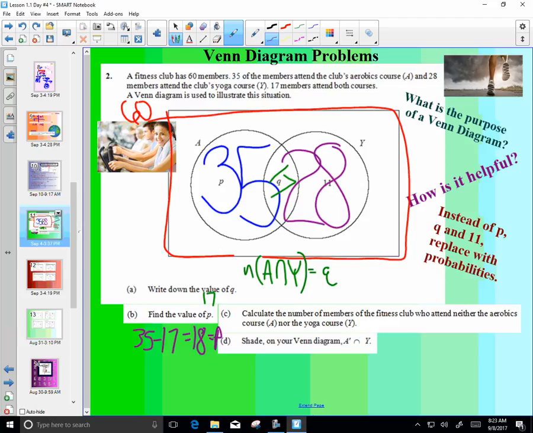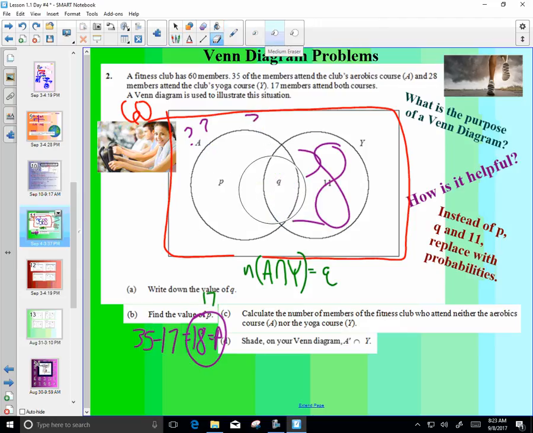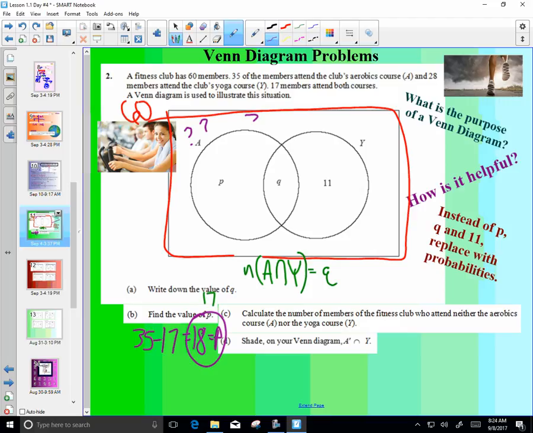That's your P. Good. Calculate the number of members of the fitness club who attend neither aerobics course nor the yoga course. So in other words, what is this out here? Okay, so what we need to know then is I'm going to erase this and this. This is 17. This is 18. What would this part out here be? 11. They gave it to us already. Perfect.